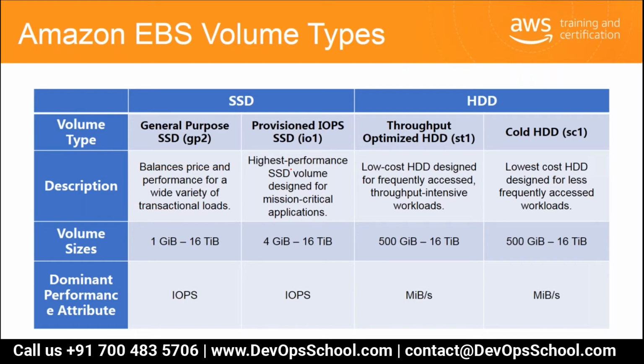Then you have provisioned IOPS SSD volume designed for mission critical applications. You have low cost HDD designed for frequently accessed data and throughput intensive loads, and then low cost HDD designed for less frequently accessed data. So you have these two in HDD and these two in SSD.